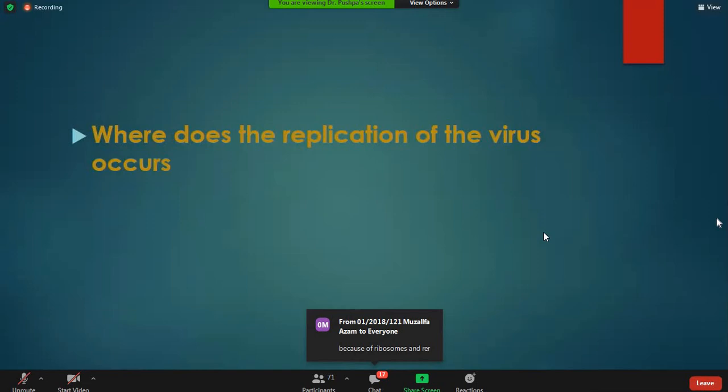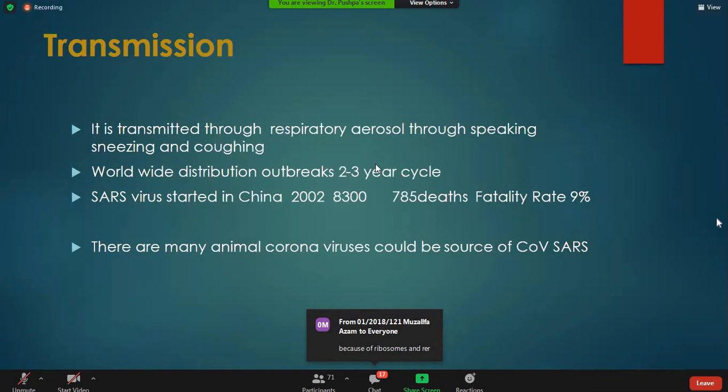Transmission. It is transmitted through respiratory aerosol, through speaking, sneezing, and coughing, and it has been declared a pandemic. It has a worldwide distribution. Everyone is involved. Every country is involved. The SARS virus started in China in 2002, and 8,300 cases were reported. 785 deaths were there. So it had a fatality rate of 9%.